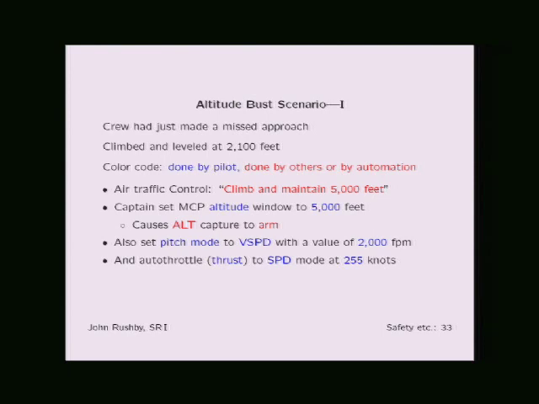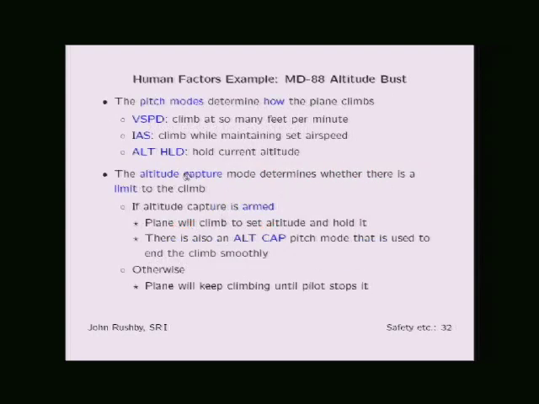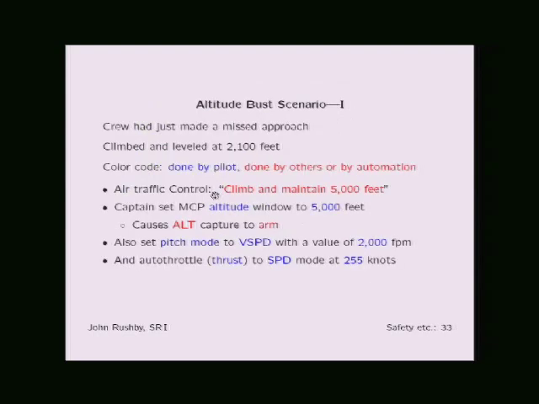Okay, so what happened first? Air traffic control, after the missed approach, said, okay, now you climb and maintain 5,000 feet. The captain of the plane is trying to do this. So he sets the altitude to 5,000 feet, target altitude, and then internally he makes a setting that causes altitude capture to arm. So this happens. Effectively now the plane is configured to go to 5,000 feet and stay there. This is the desired behavior. This is what we want the system to do.